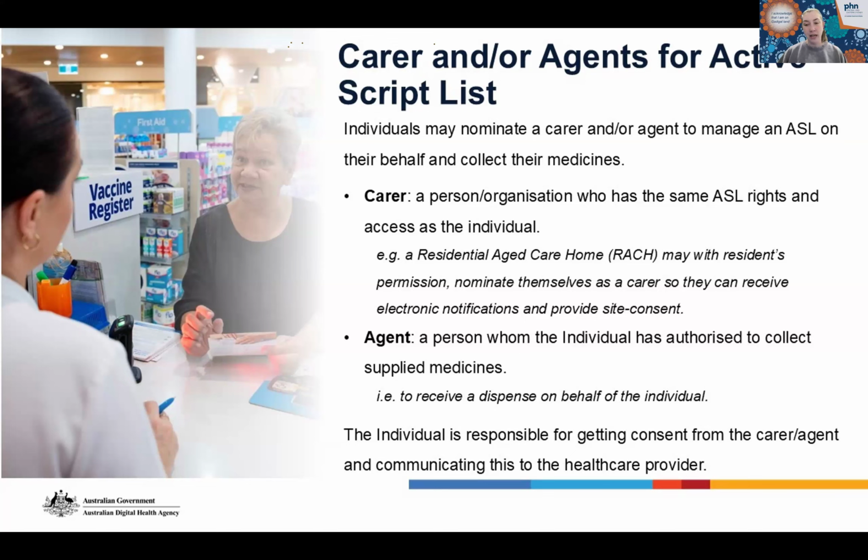For example, aged care homes may, with the patient's permission, nominate themselves as a carer so they can receive electronic notifications and provide site consent. And an agent is a person whom the patient has authorized to collect supplied medications on their behalf. A patient is responsible for getting consent from the carer and the agent and communicating to the healthcare provider that the consent has been provided.